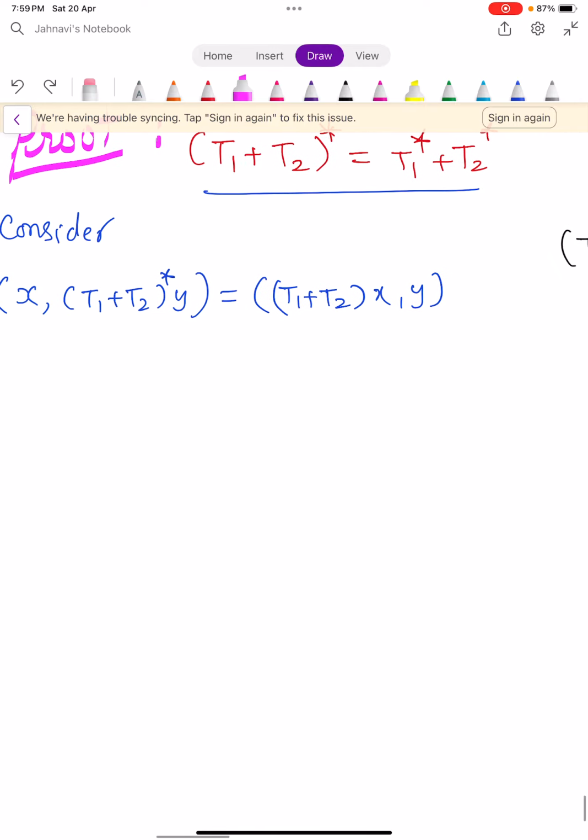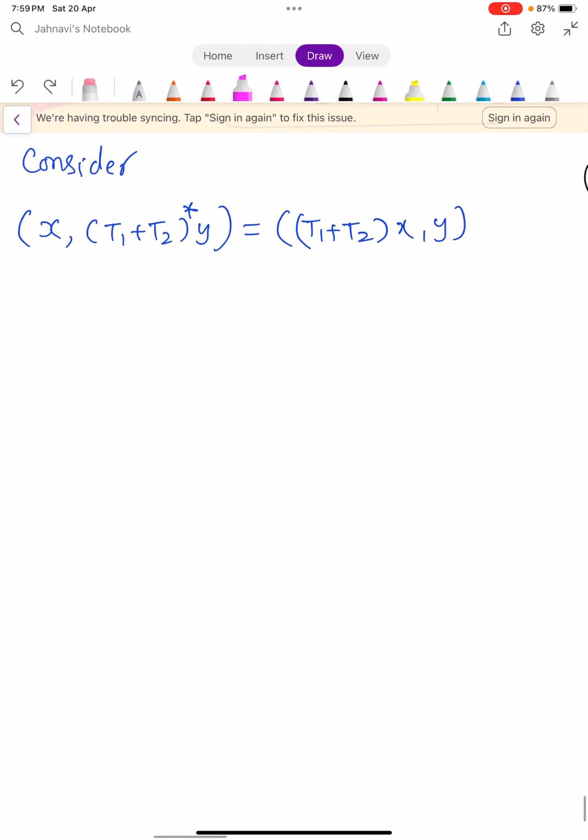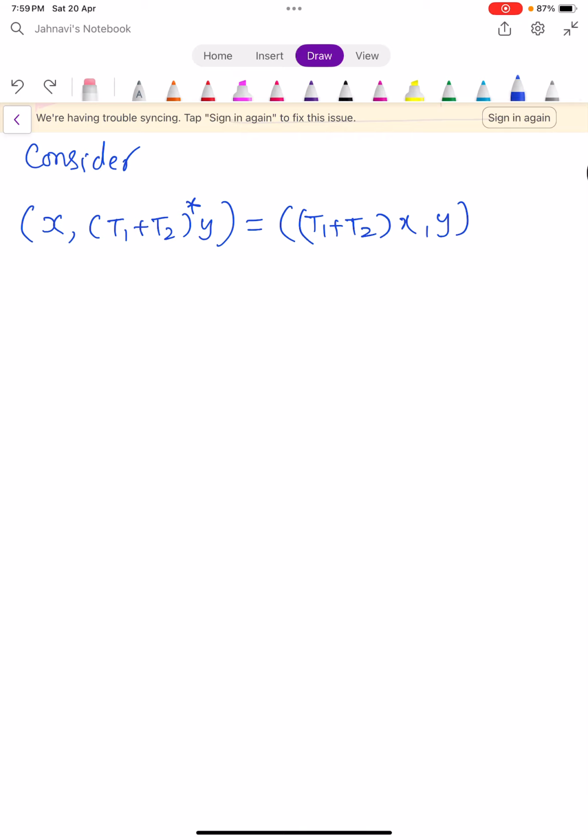I'm sorry, yes, this is... Now we split the inner product. This can be written as the inner product of (T1 + T2)x, comma y, which is equal to the inner product of T1x comma y plus the inner product of T2x comma y.